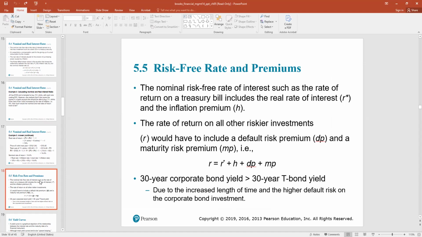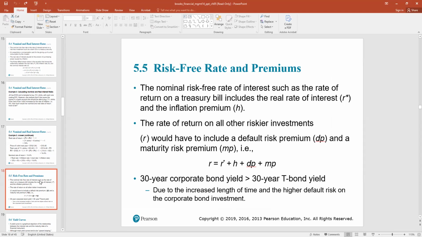Okay. The nominal risk-free rate of interest, such as the rate of return on a treasury bill, includes the real rate of interest and the inflation premium. For the rate of return on all of the other riskier investments, we have to include the default risk premium and the maturity risk premium. Example with 30-year corporate bonds and the 30-year T-bond yield. Due to the increased length of time and the higher default risk on a corporate bond investment, the return on the corporate bond will be higher because you take more risk, you have to be compensated for that.